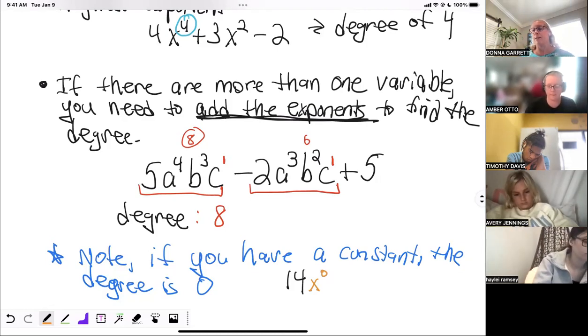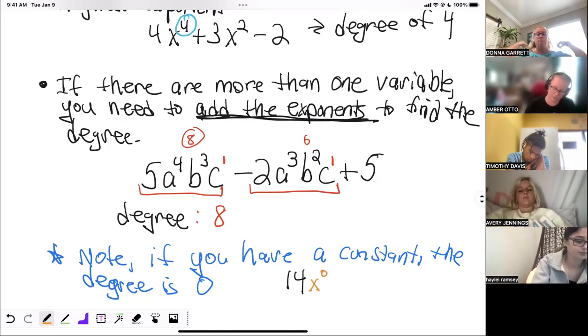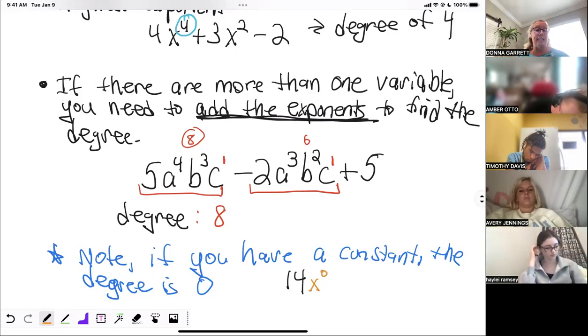Okay, now I want to practice. We have all that down. I want to practice classifying these different kinds of polynomials so we can practice a little bit.